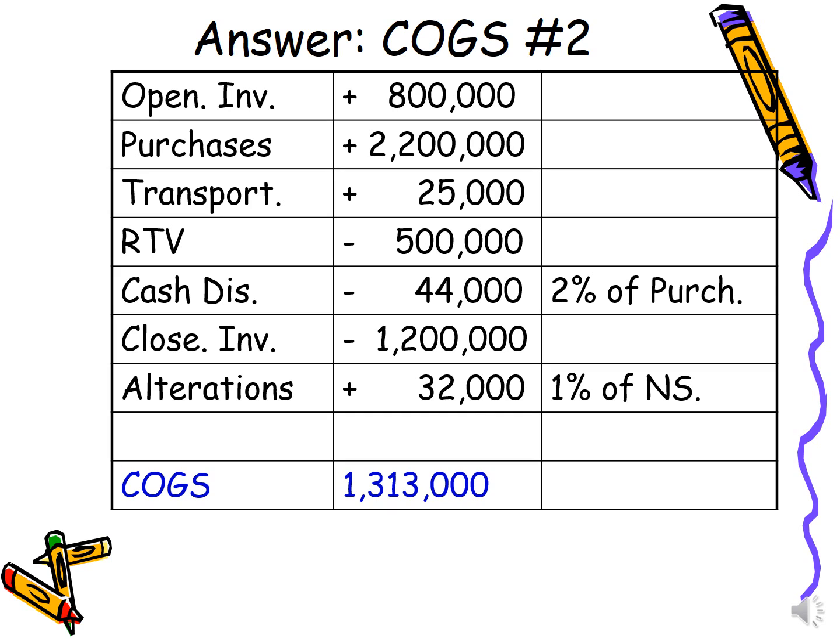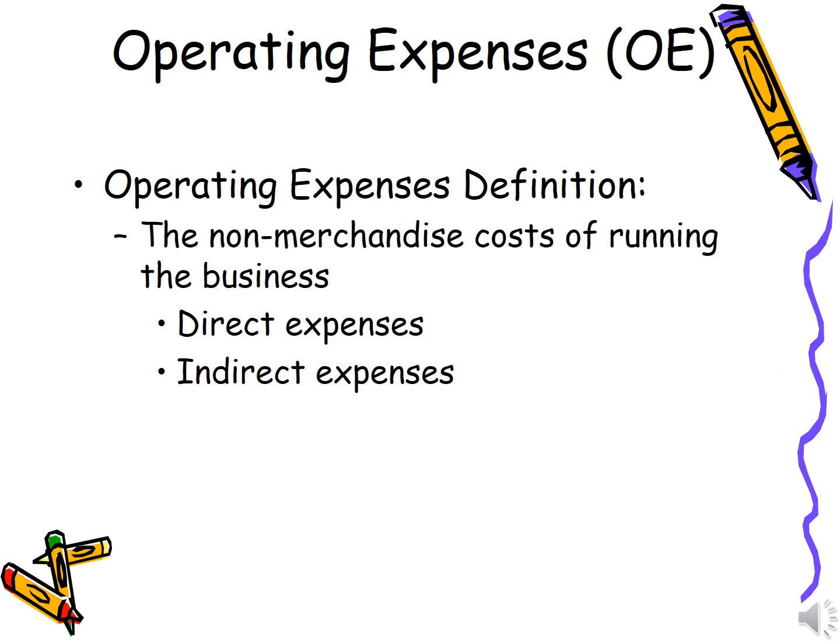That's what we have. And then plug all the dollar figures into the shortcut calculation formula for cost of goods sold. So that is opening inventory plus purchases plus transportation minus returns to vendor minus cash discount minus closing inventory plus alteration, and that leaves us with the cost of goods sold of $1,313,000. Good. I hope the cost of goods sold part was not so challenging to you.